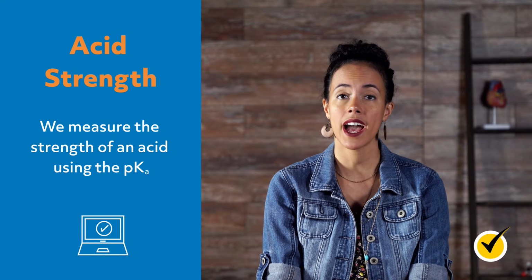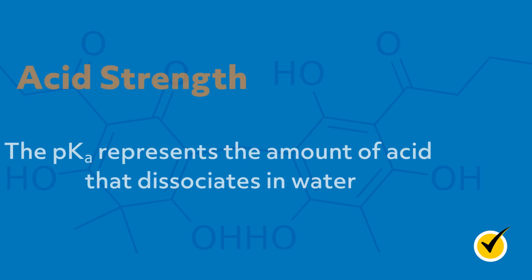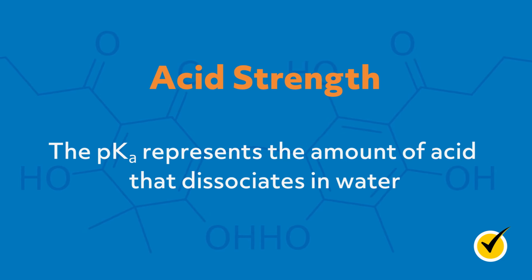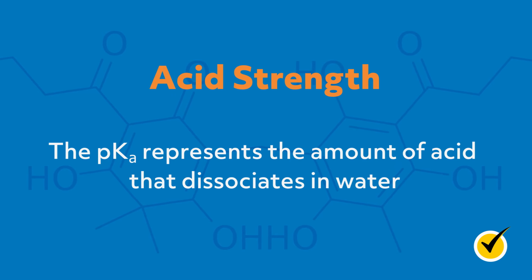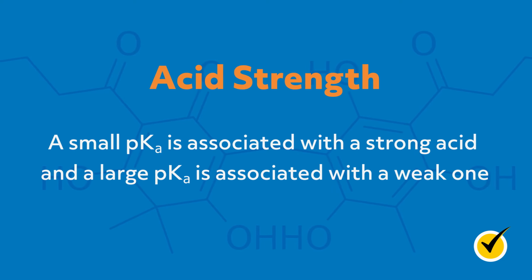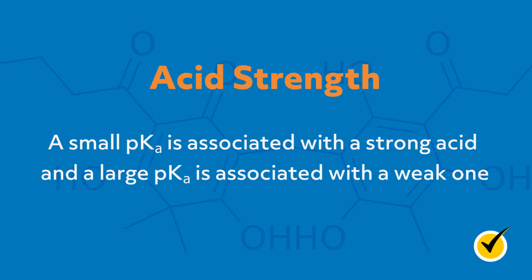We measure the strength of an acid using the pKa, the acid dissociation constant. Briefly, the pKa represents the amount of acid that dissociates in water. While a more thorough derivation of the pKa is beyond the scope of this video, for now, just know that a small pKa is associated with a strong acid and a large pKa is associated with a weak one. Now that we've reviewed the core concepts related to acidity, let's move on to considering organic acids.